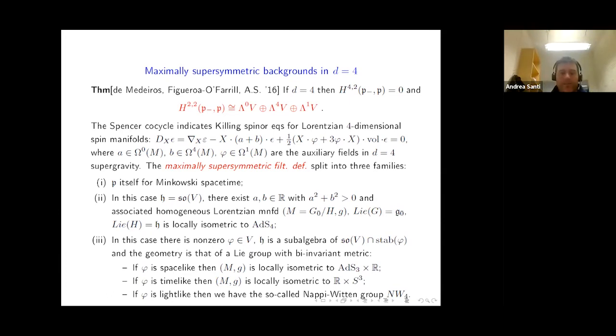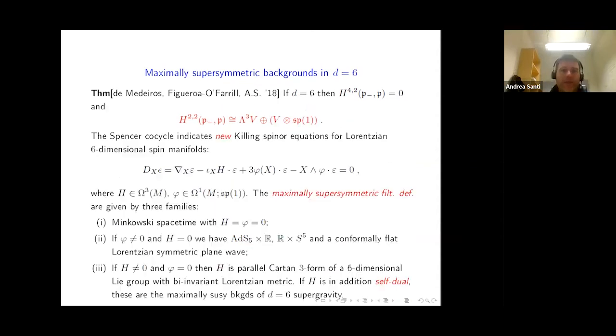In this case, it is the so-called Nappi-Witten group. So this exactly fits the classical story of four-dimensional supergravity. But in dimension six, already new things appear, and actually also in dimension five in this recent result by Jose and his student.